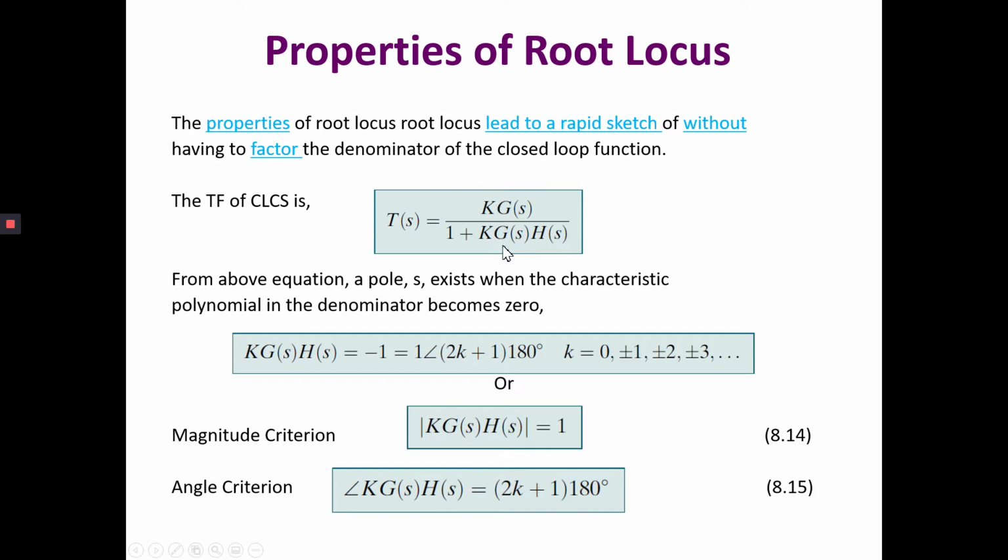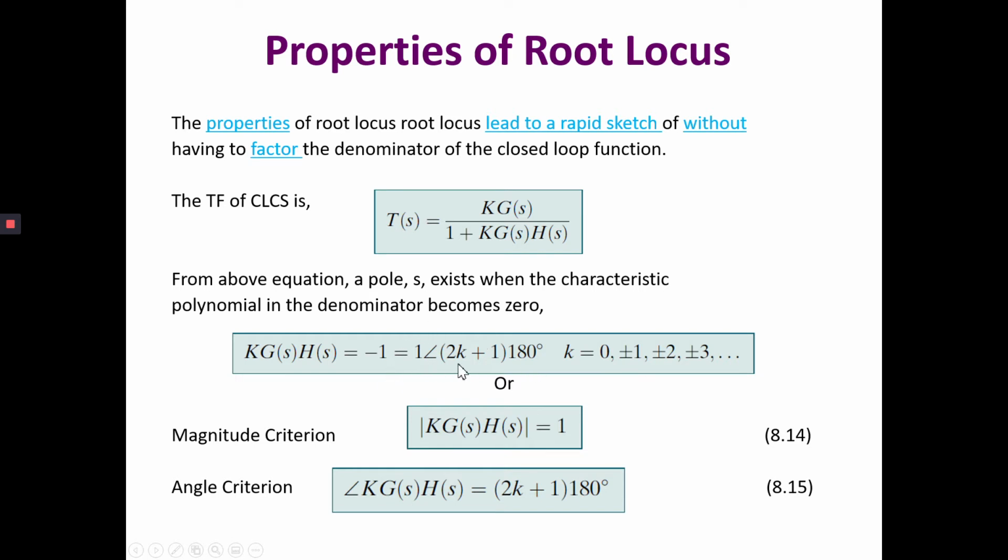So from this equation, a pole, which is usually labeled as s, exists when the characteristic polynomial in the denominator becomes 0, or we set this denominator equal to 0. So 1 plus KGH is equal to 0. We rearrange this equation and take this 1 to the right side. We have KGH equal to negative 1. This is also equal to magnitude 1, and the phase is an odd multiple of 180 degrees, (2k plus 1) times 180. k is 0, plus minus 1, plus minus 2, plus minus 3.